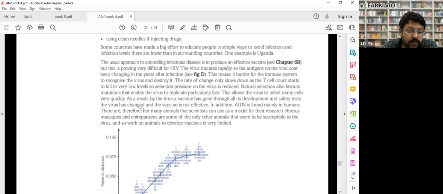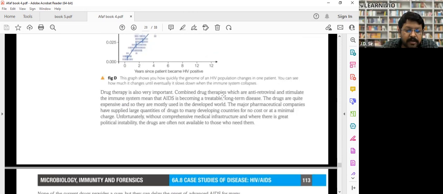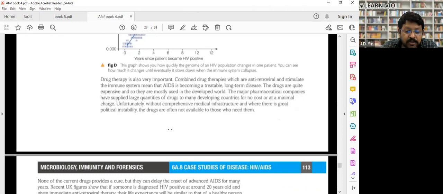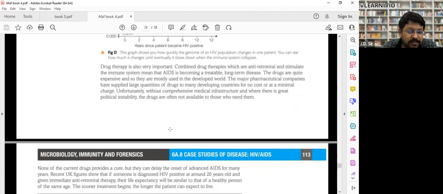Drug therapy is also very important. Combined drug therapy, which includes antivirals and drugs that stimulate the immune system, means that it's becoming a treatable, long-term disease. The drugs are quite expensive, so they are mostly used in the developed world. The major pharmaceutical companies have supplied large quantities of the drugs to many developing countries at no cost or minimal charge. Unfortunately, without comprehensive medical infrastructure, and where there is great political instability, the drugs are often not available to those who need them.